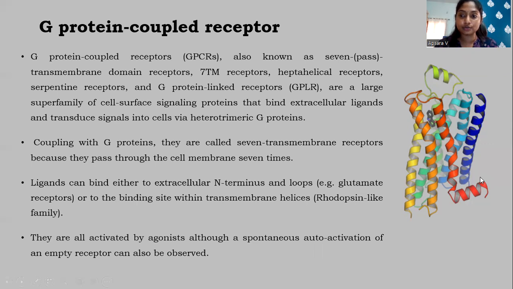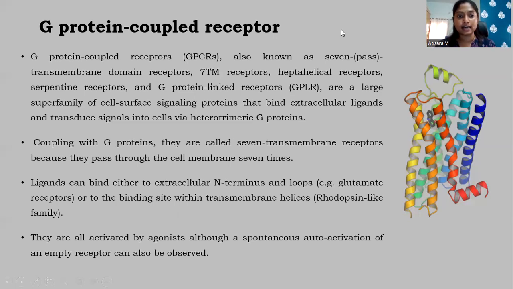Here is the image of a G protein receptor. If you count the number of domains, it has 7. 1, 2, 3, 4, 5, 6, 7. So they pass through the membrane 7 times. That is the reason why they are called 7TM or 7 transmembrane receptors.